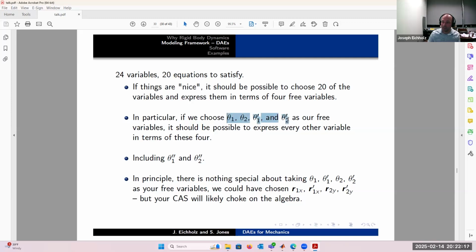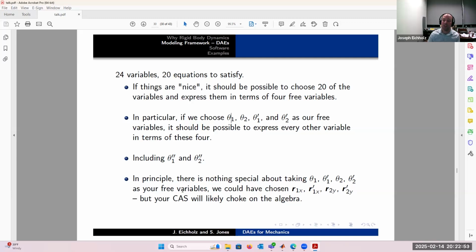But we talk about, okay, if I choose those 4 as free variables, I should be able to express all of my unknown functions in terms of theta 1, theta 2, theta 1 prime, and theta 2 prime, including theta 1 double prime and theta 2 double prime, which would give me just a nice system of 2 differential equations, one for theta 1 double prime and one for theta 2 double prime. And that should be the correct system of differential equations for a double pendulum. And it turns out that, yes, you can do that.